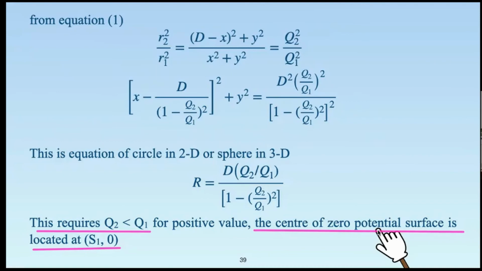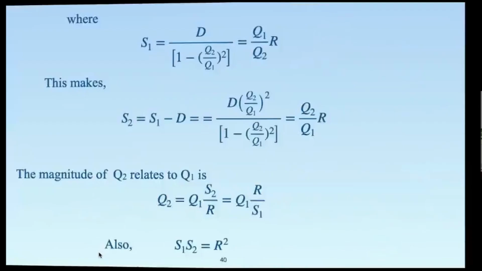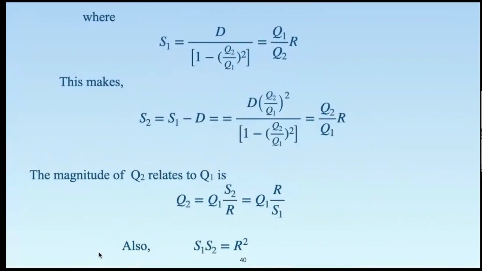That means there should be a sphere within which this particular point Q2 is lying. That center should be a zero potential surface, which will have a center at S1. Okay, so let us now move ahead further and realize.